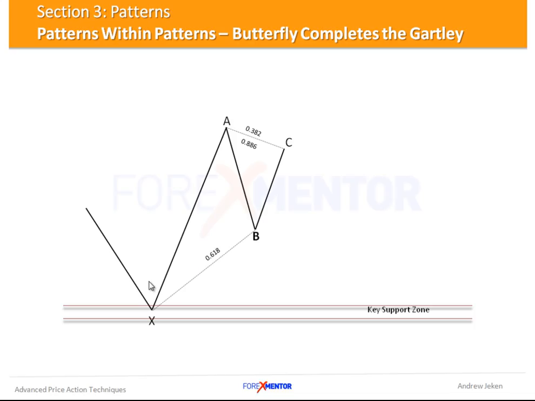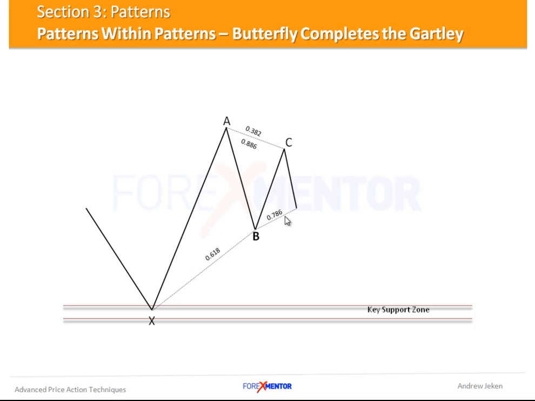Now if this pattern is forming on an hourly chart or 4-hour chart, the risk could potentially be quite large. So what we want to do is possibly refine or reduce our risk by looking for a smaller pattern forming. So we have a pattern within a pattern. So let's follow along. Now looking at the BC leg, we start to retrace.